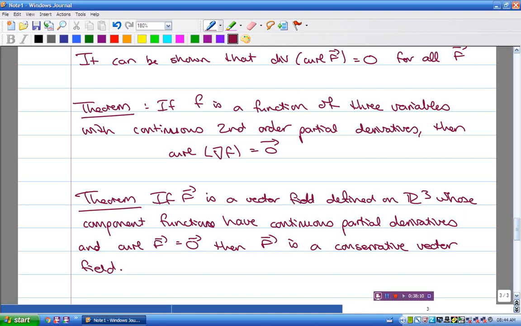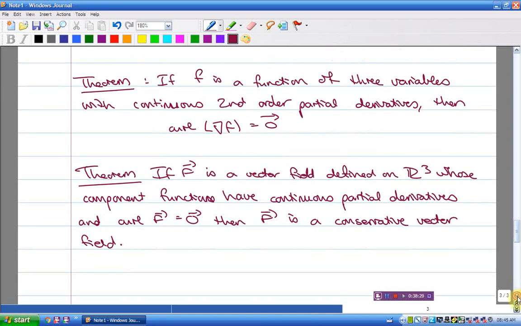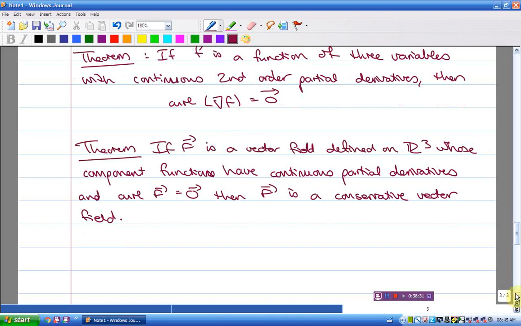So simply put, this says that the implication works both ways. Given a conservative vector field, you can know that its curl is 0. But it goes the other way as well. If you have a vector field whose curl is 0, you can know that it is a conservative vector field. So the implication works both ways. And you must be careful in maths, because sometimes implications only work one way. Okay, one last sentence, and then we're done with all the wordy stuff.